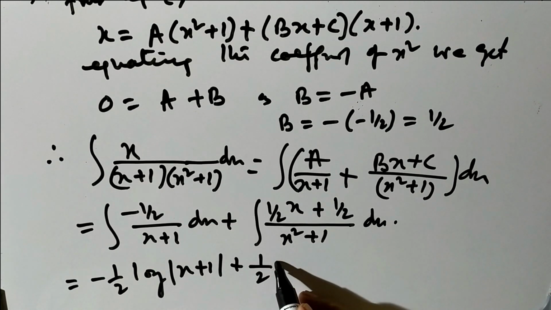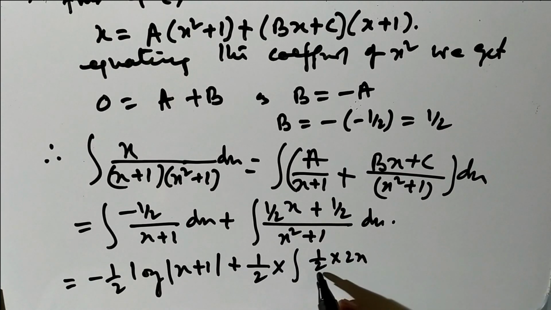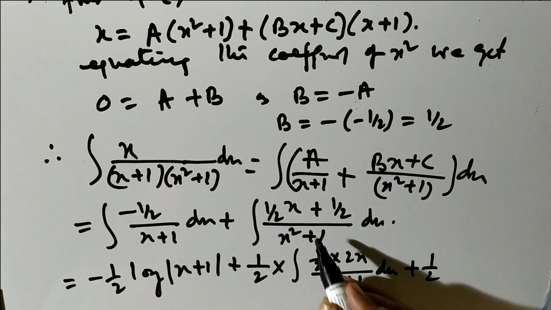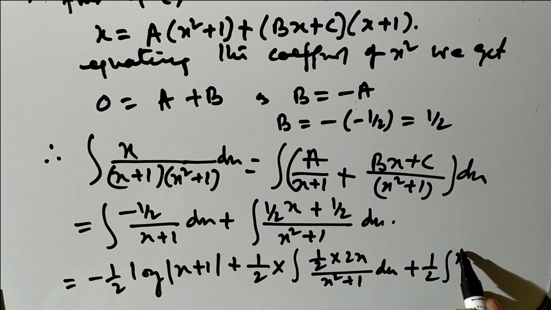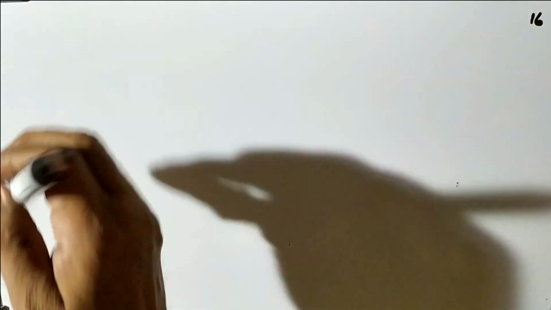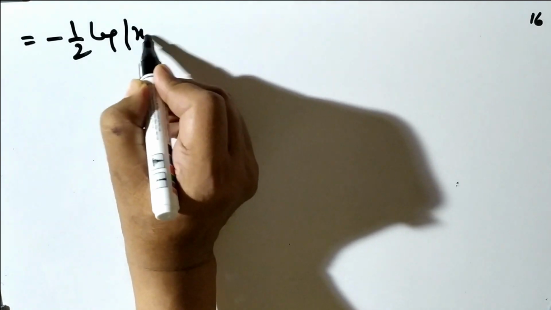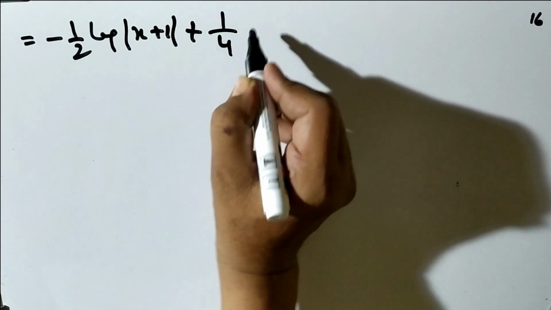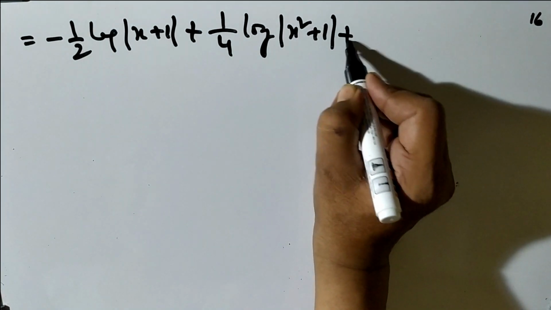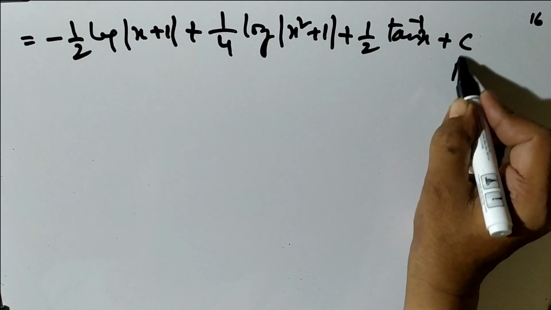plus half into 2x by x square plus 1 dx plus half by x square plus 1 dx. This is equal to minus half log mod x plus 1 plus 1 by 4 log x square plus 1 plus half tan inverse x plus c. Answer.